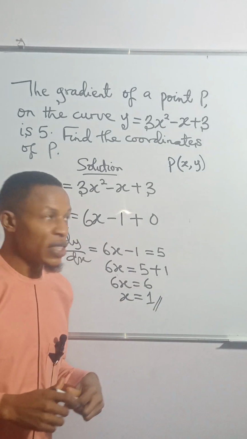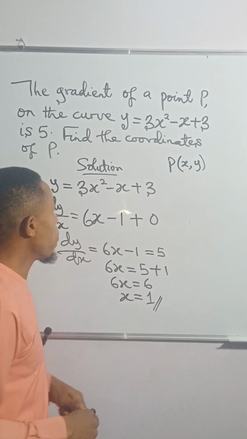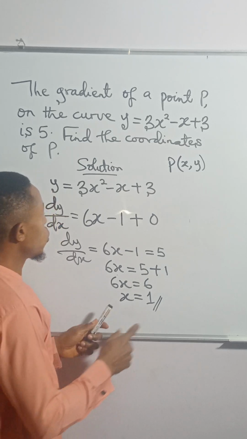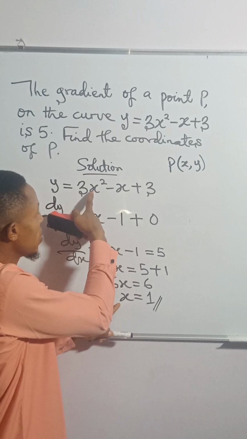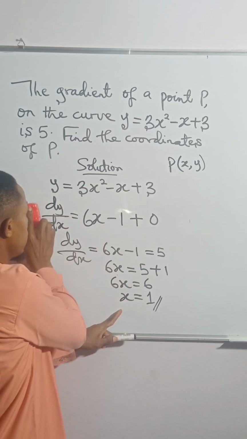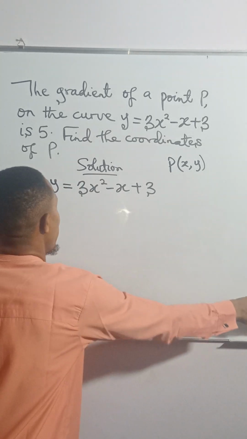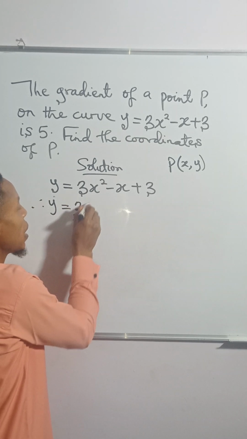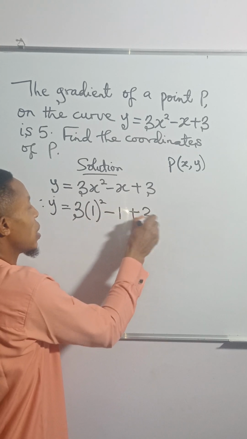Now, x is equal to 1. We have determined the abscissa. We need to get the value of y. To get the value of y, we come back to the equation we have, and wherever we see x, we plug in 1. That will give us the value of y. So y will be equal to 3 in brackets 1 raised to power 2, minus 1, plus 3.